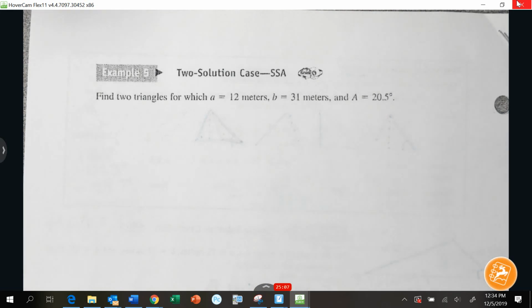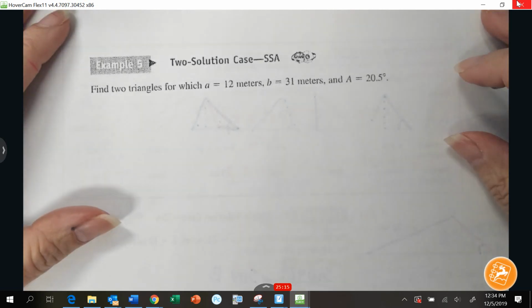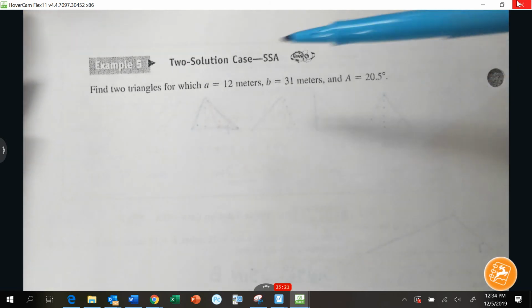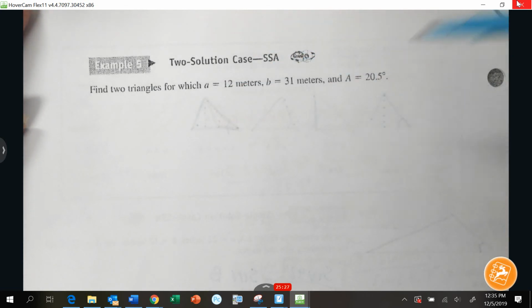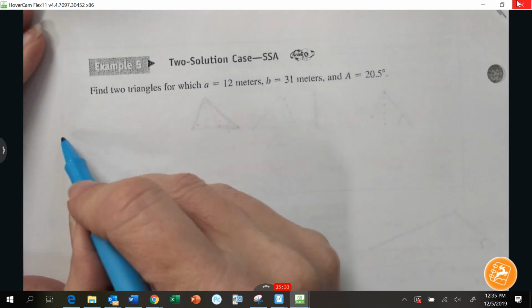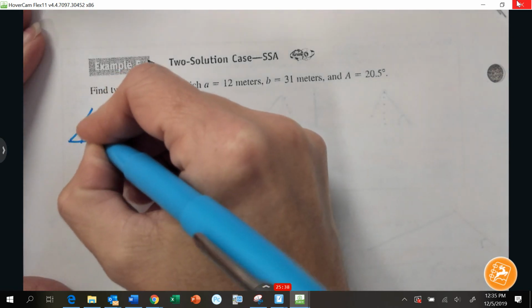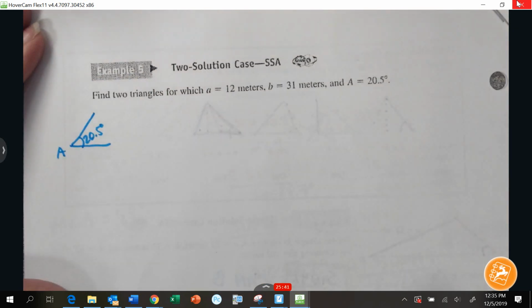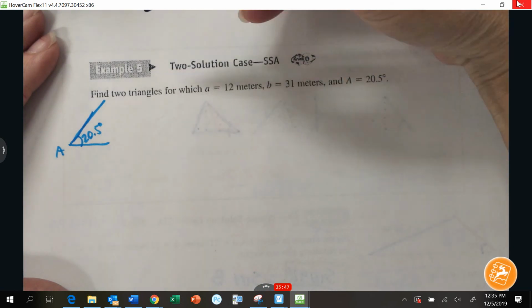Okay, so this is the last part of the ambiguous case. This one's going to have 2 solutions. We're going to stay organized, right? We're not going to write huge. Do you understand? Okay. Find 2 triangles for which A equals 12, B equals 31, and A equals 20.5. So I'll show you my 2 triangles. One triangle is going to be like, so A is 20.5. B is 31.